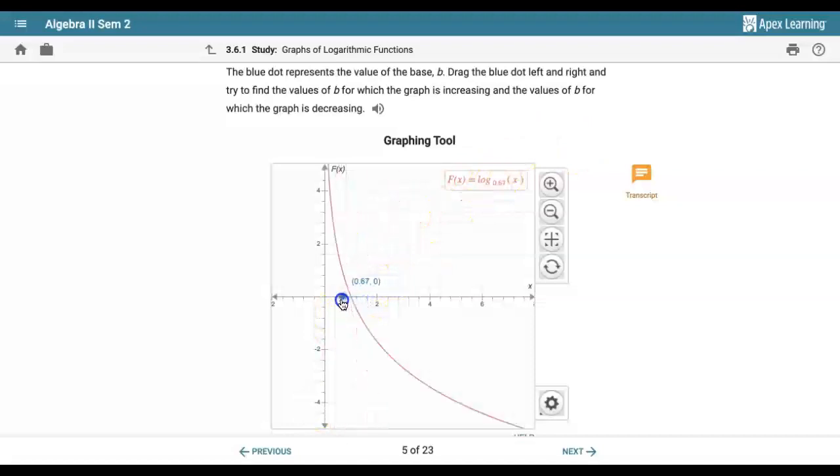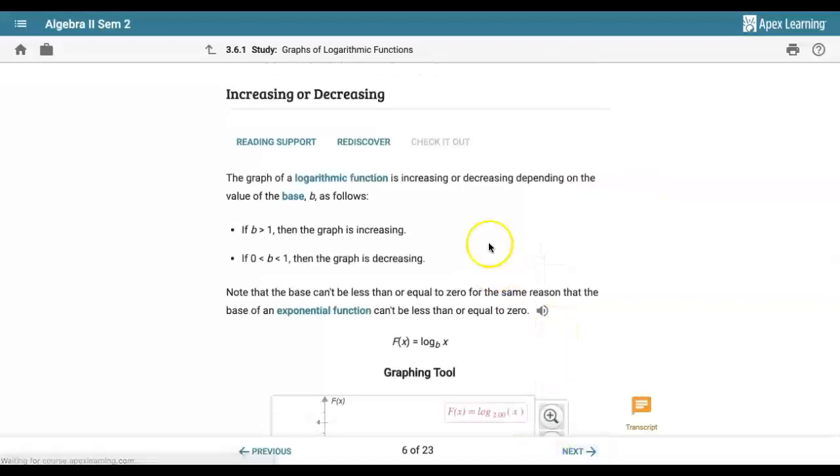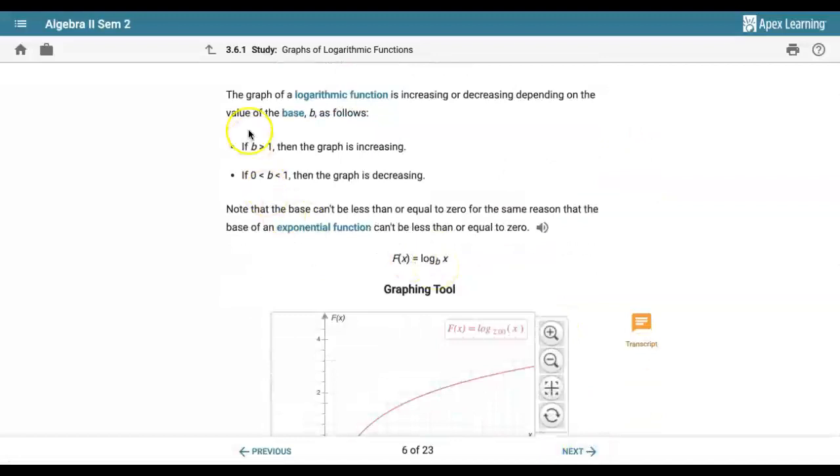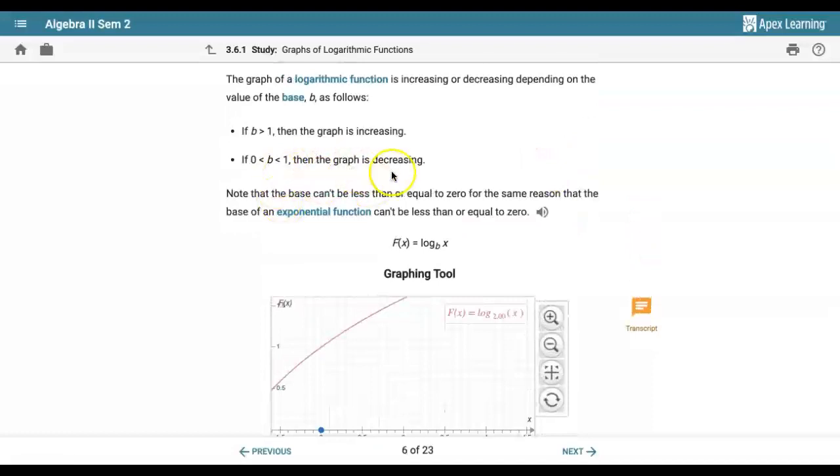And as we talked about, if I go between 1 and 0, just like in our exponential graph, we have a change. We're going to have a change also in our inverse function here for logarithms. Of course, we're going to talk more about that. But notice that when I go between 0 and 1, my graph changes from increasing to now decreasing. So like I just mentioned, if b is greater than 1, the graph is increasing. If b is less than 1, the graph is decreasing.